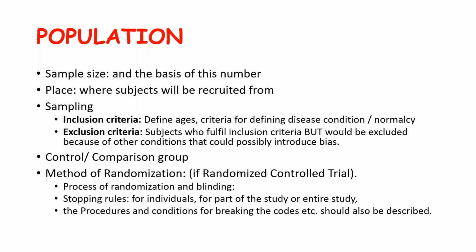So that detail has to be given here. Then how will you do the sampling, and what will be the inclusion criteria and the exclusion criteria? Inclusion criteria, usually you have to define the ages, like whether it is children. If it is children, you have to say from 5 years to 12 years, or in adults from 20 to 60. So you have to give a range of age. That is important.